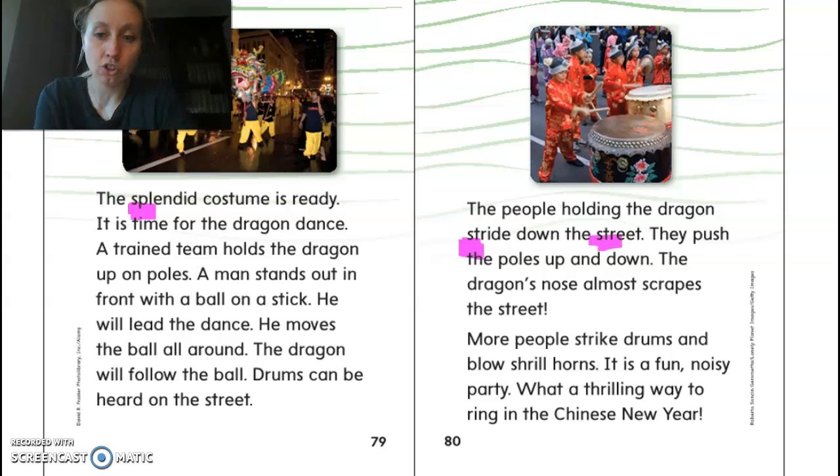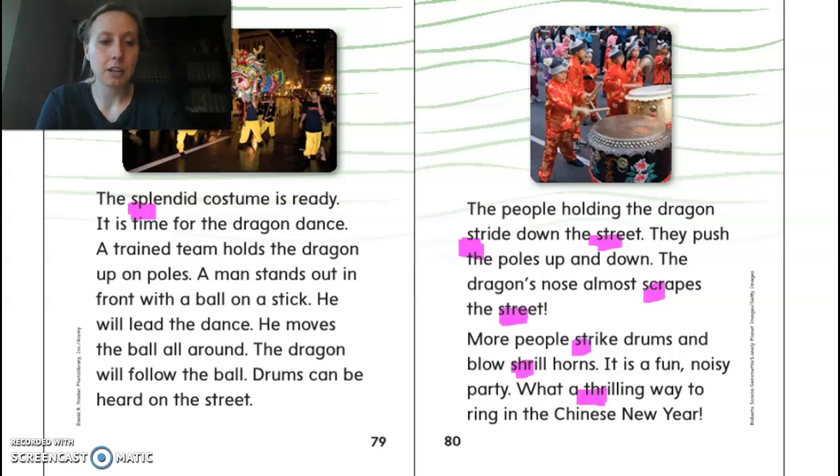They push the poles up and down. The dragon's nose almost scrapes the street because they're moving it like this so that it looks real. More people strike drums and blow shrill horns. It is a fun, noisy party. What a thrilling way to ring in the Chinese New Year.